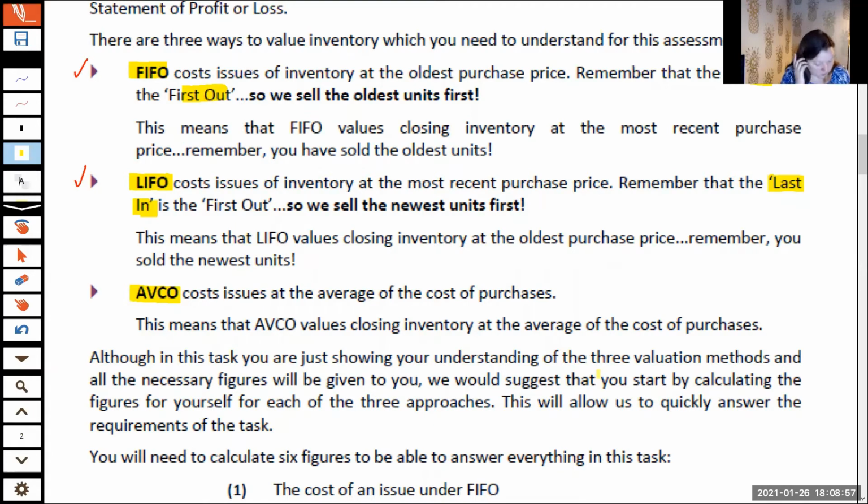Now, the last inventory valuation method is AVCO, which stands for average cost. And that says, look, hold on, instead of saying we've used the first stuff we bought in, instead of saying we've used the last stuff we bought in, average cost says, let's take an average of everything we've bought in, and that's what we'll be using.